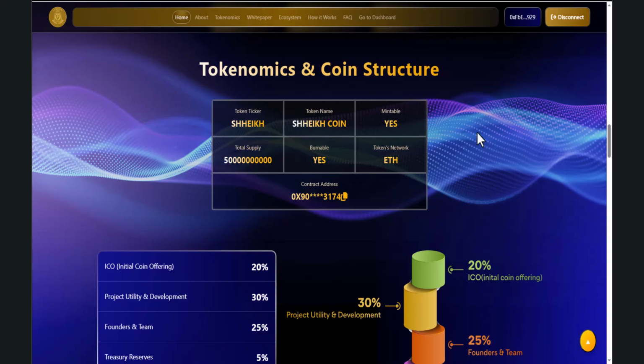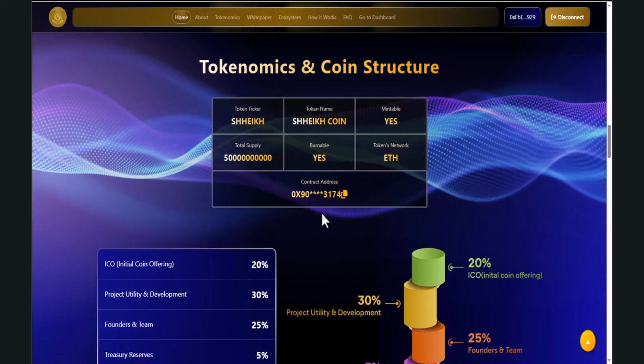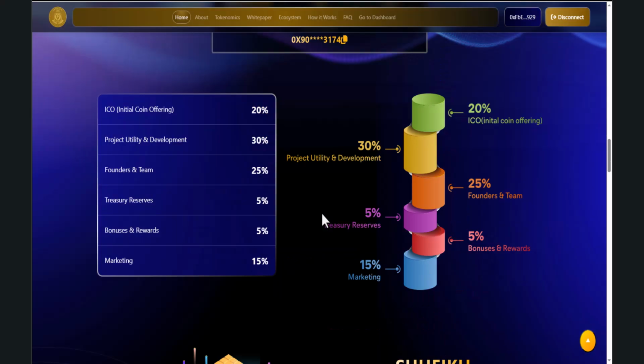Here you can see the token ticker is Shheikh and the token name is Shheikh coin. Mintable, yes, total supply 500 billion, and burnable, yes, token network Ethereum. And here you can see its contract address. Through this contract address you can buy its token easily. So guys, it has 20% ICO, 30% project utility and development, 25% founder and team, 5% treasury reserve, 5% bonuses and rewards, and 15% marketing.